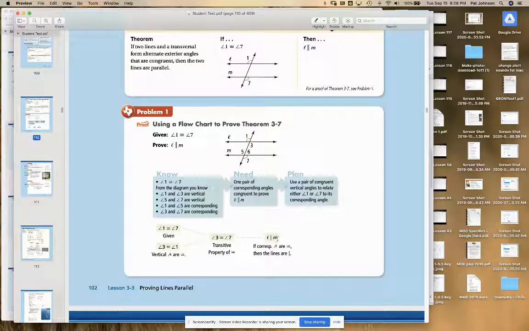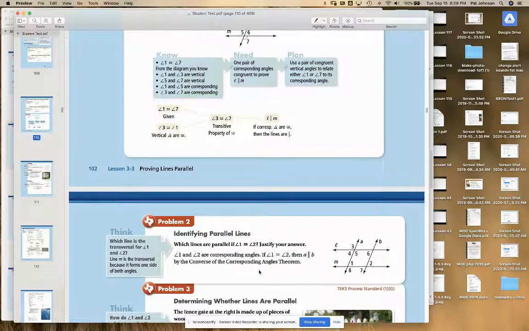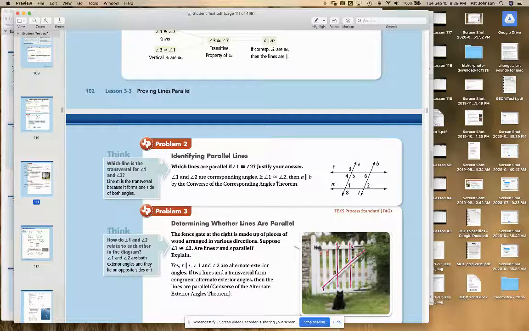And then we can say L and M are parallel because if corresponding angles are congruent, then the lines are parallel. Because then we make 3 and 7 congruent, they're corresponding. Okay, so it's just a matter of writing it out and writing the arrows to connect the dots, basically. So let's look at this one.